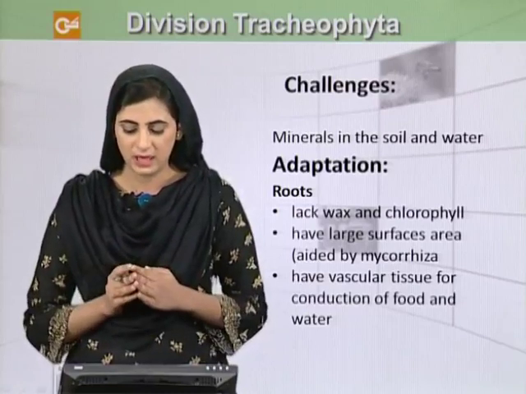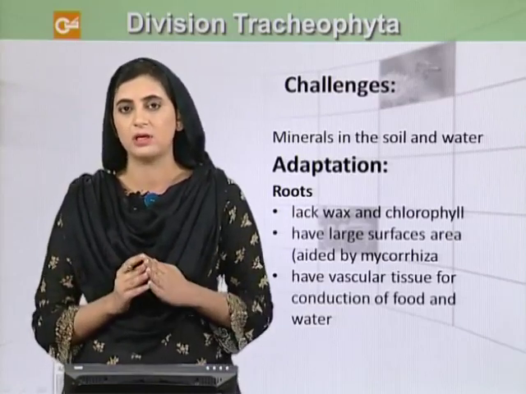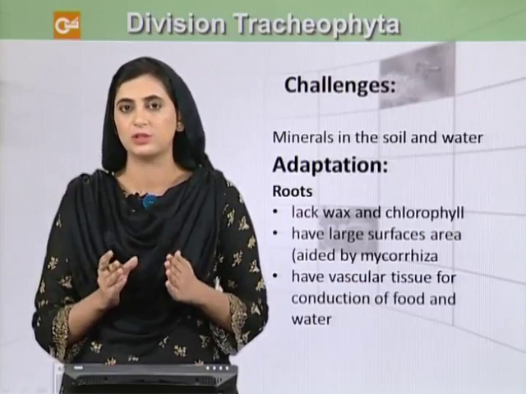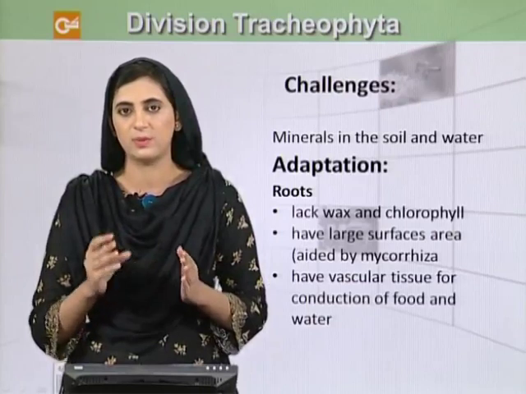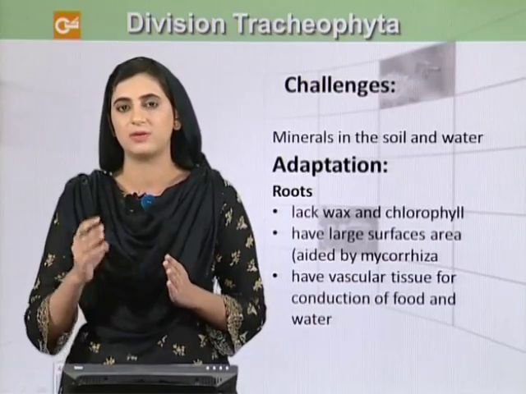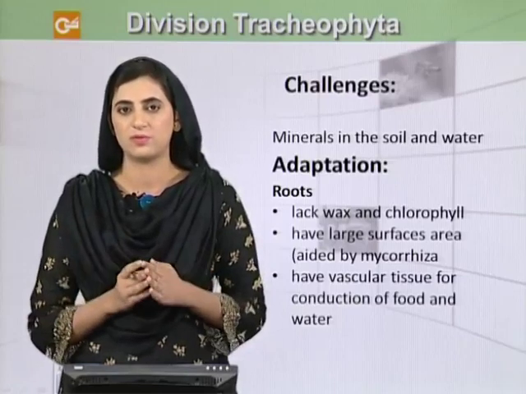And then we know that they have vascular tissue for the conduction of food and water, meaning thereby there is vascular tissue in roots too. So because of this they absorb minerals and then transport them to the upper portion of the plant for the synthesis of food.